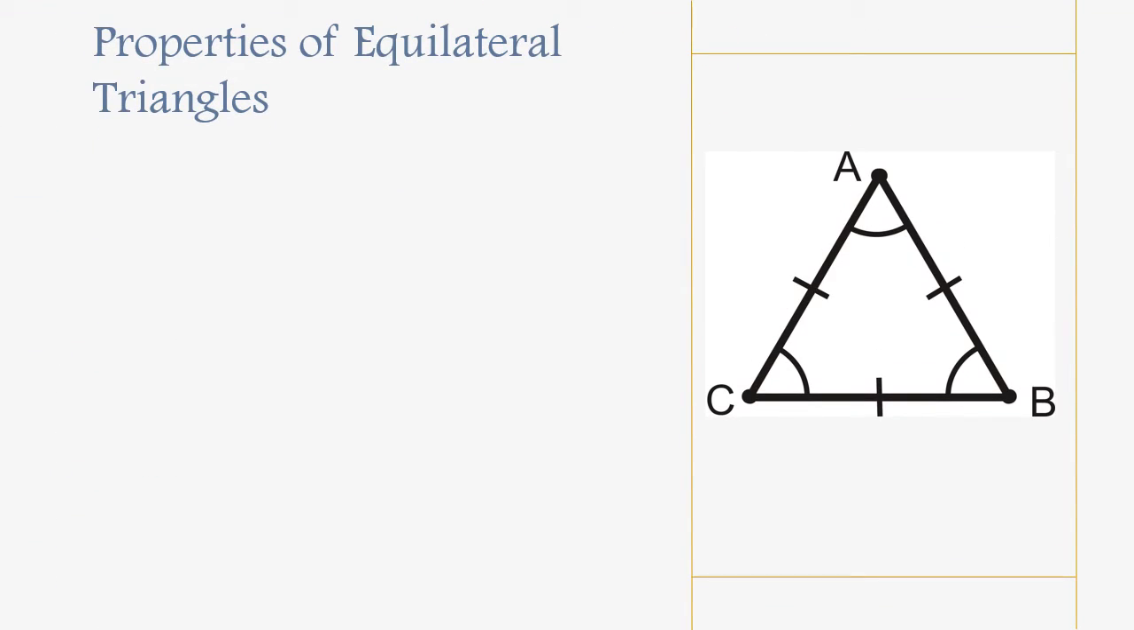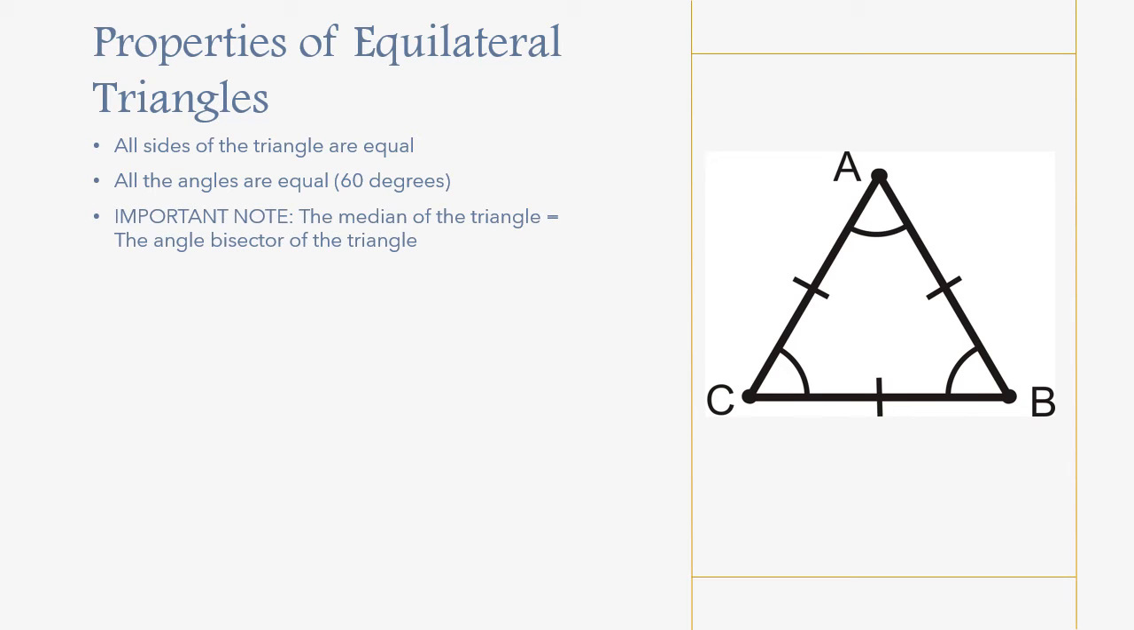Let's take a look at the properties of equilateral triangles. So we know that all sides of the triangle are equal, and we know that all the angles are equal as well. So 180 divided by 3 is 60 degrees. So all angles are 60 degrees. But an important thing to note is that the median of the triangle is equal to the angle bisector of the triangle. And the median in this case is a line from the vertex to the midpoint of the opposite side, and the angle bisector basically divides the angle of the vertex into two equal angles.